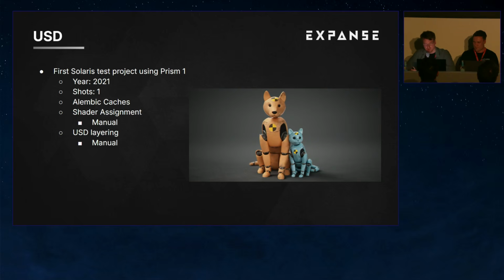Yeah, so we have been using Solaris and USD for many years now. Our first test project was back in 2021. We were using Prism 1 at the time. Prism 1 did not have any tool specific for Solaris or USD, but this project was one shot and 2 characters, so Alembic caches and shaders were assembled manually. It was a great little project to test Solaris.